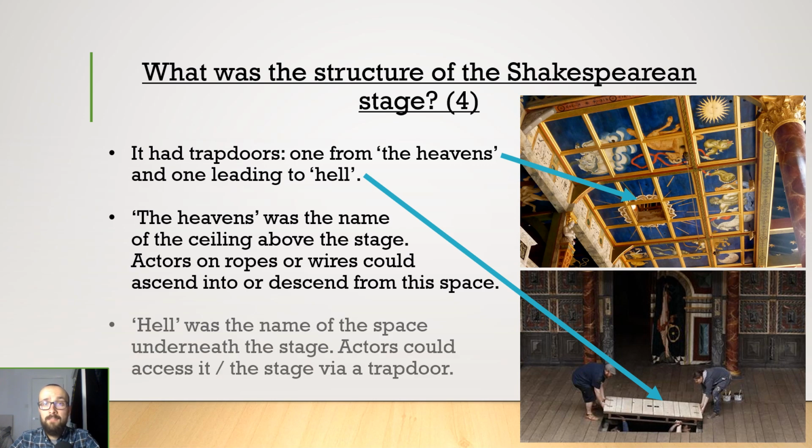On the other hand, Hell was the name of the space underneath the stage. Actors could access it or the stage via a trapdoor on the floor of the stage. Now this could have been used for more dark and supernatural characters in Shakespeare's plays, such as the witches in Macbeth. Now this space had some other uses too, but we will talk about those a little later on in this video.